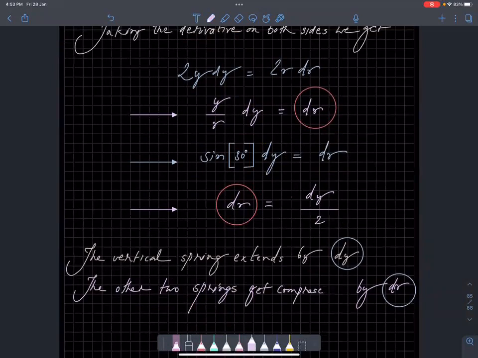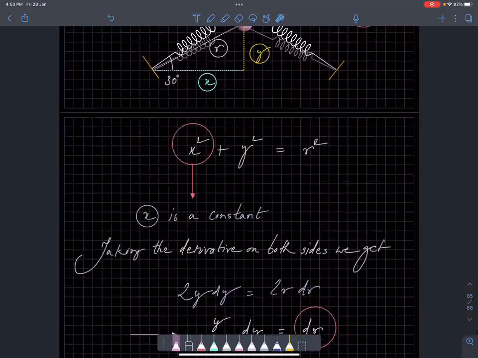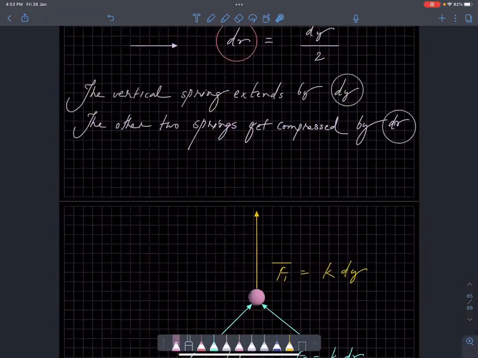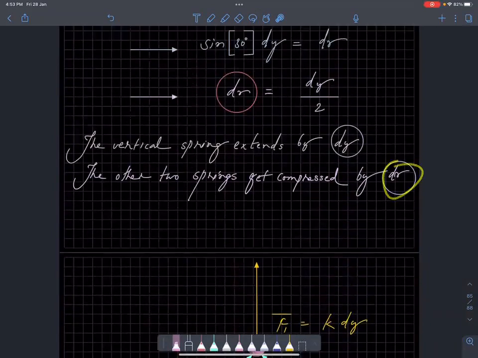Do you understand why they get compressed? Sir, can you repeat the question? Which question? What you said just now. Here, the vertical spring extends by dy. The other two springs, I wrote extended, but that was wrong, they are compressed actually, right? Yes sir. Compressed by dr, right?